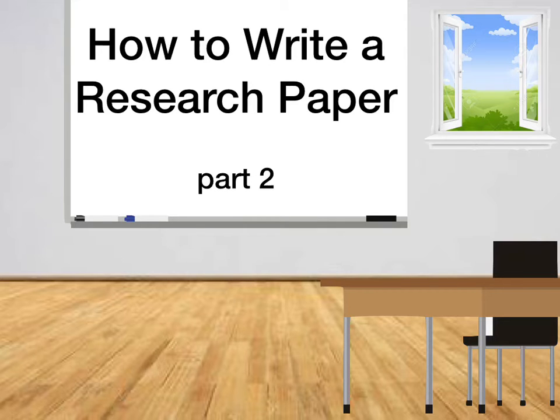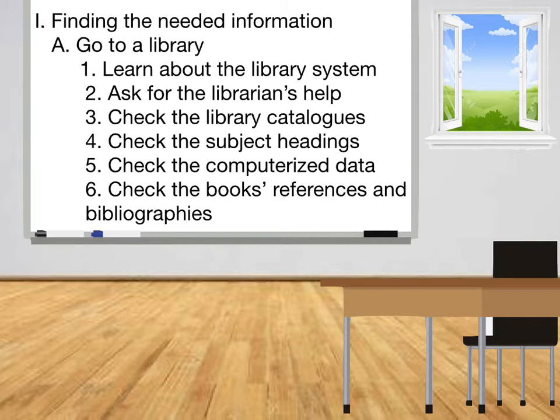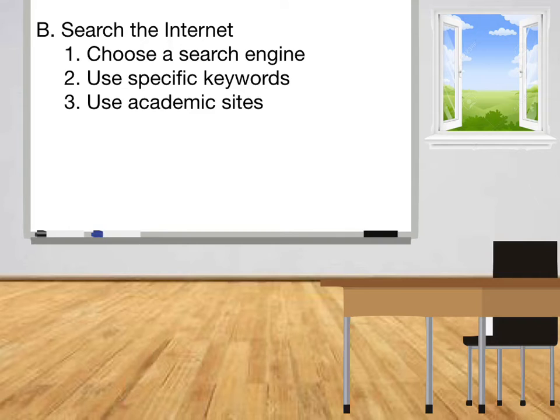In this video, two main points are discussed. The first point is finding the needed information, and the second point is taking notes. Under the heading Finding the Needed Information, we discuss going to a library, learning about the library system, asking for the librarian's help, checking the library catalogues, checking the subject headings, checking the computerized data, and finally checking the book's references and bibliographies.